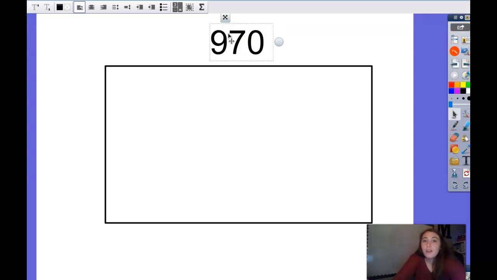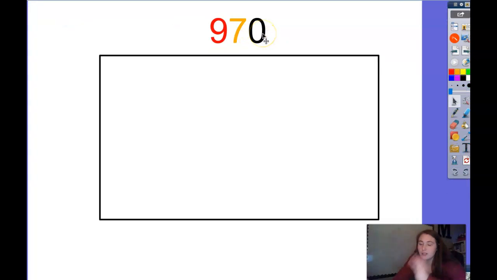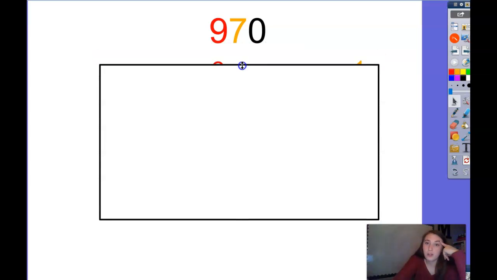So for this, we're looking at 970. And I'm going to make each of my numbers different. So my 9 is going to be red, and my 7 is going to be orange. 0 is going to stay black. So we're going to look at the steps to see how they relate to each other.